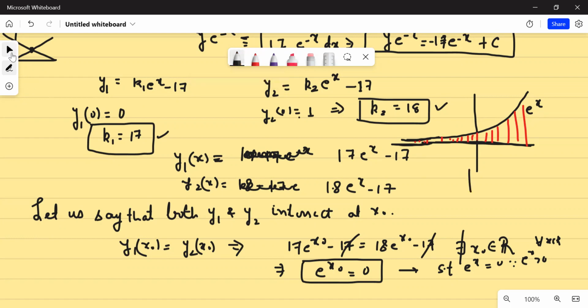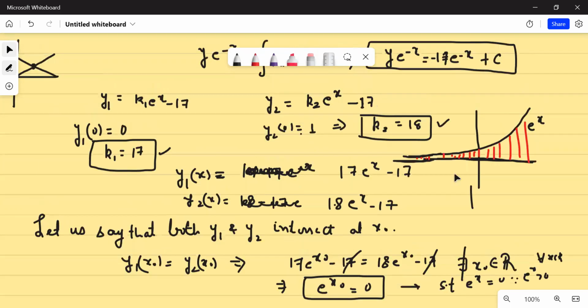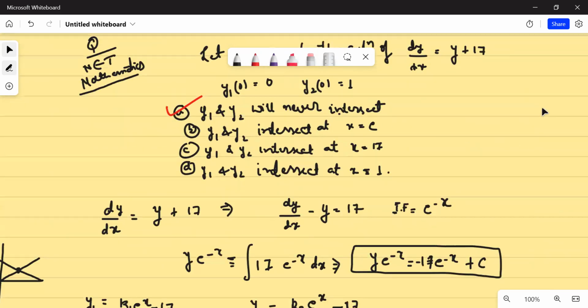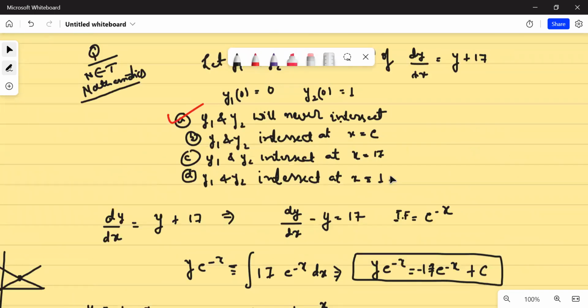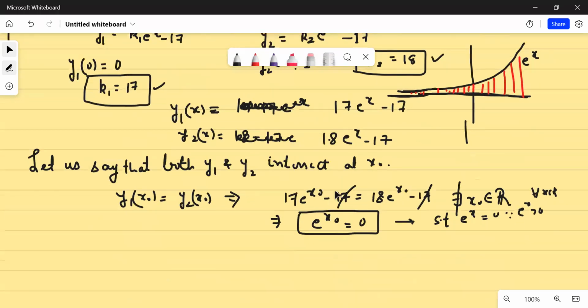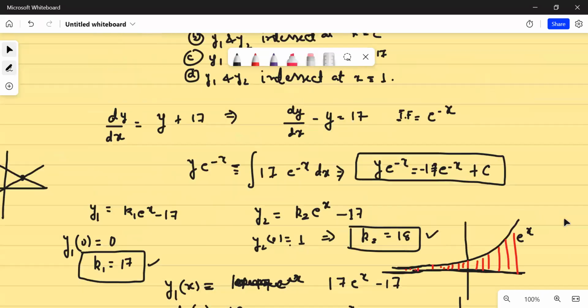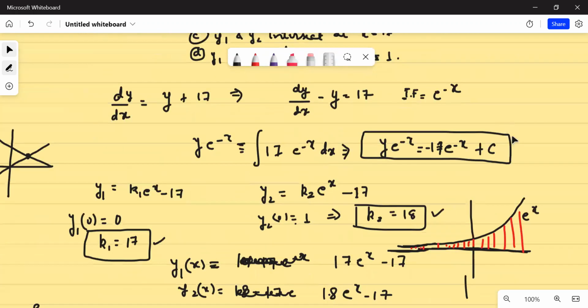So there cannot be any real number x0 such that e to the power x0 is 0. That implies y1 and y2 will never intersect each other. Because had it been some unique point, let's say E, then I would have said that y1 and y2 intersect at E or 17 or whatever is the case. But right now I can see that it is not intersecting. There is no real solution for x0, which implies there is no real solution for the intersection of y1 and y2, which would assert that y1 and y2 will never intersect: option number A. Is that clear?